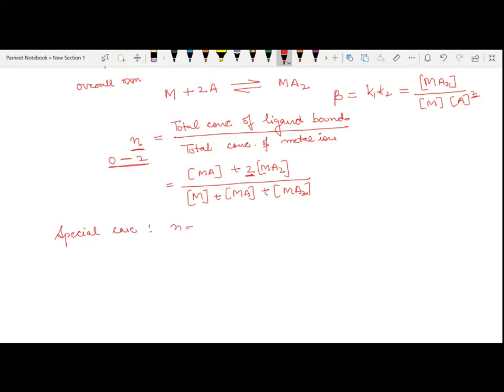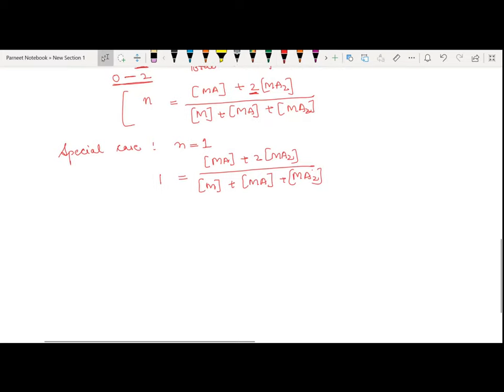Under special case, let's assume that the value of n is 1. Under that scenario, this equation will change to 1 equal to MA concentration plus 2 MA2 divided by concentration of M plus MA plus MA2.